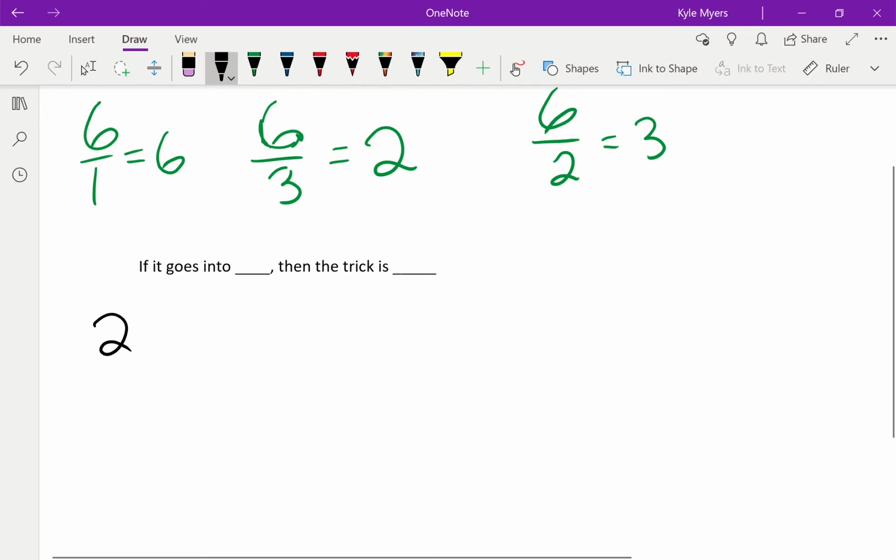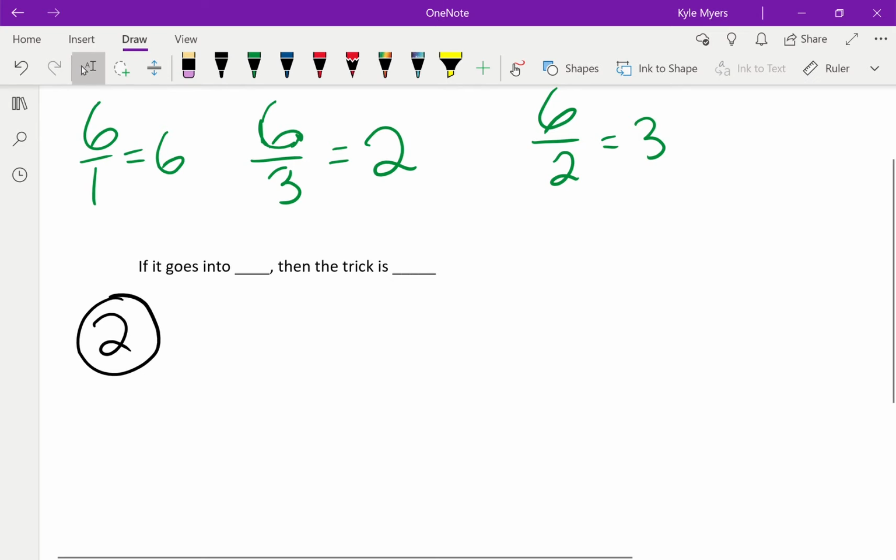So we're going to start with 2, not 1, because everything goes into 1. Everything is divisible by 1. 5 divided by 1 is 5. 6 divided by 1 is 6. 7 divided by 1 is 7. You can do that all day.